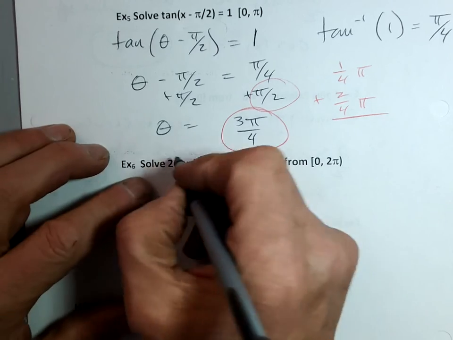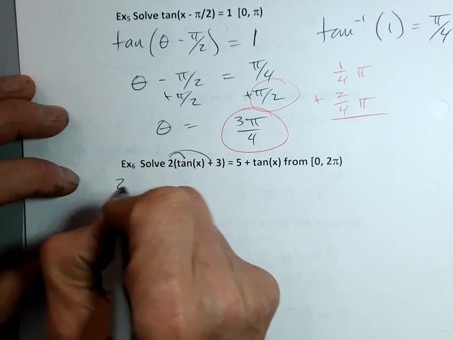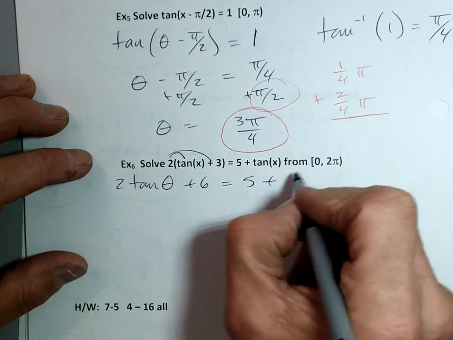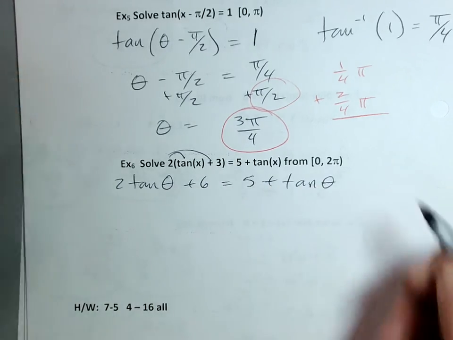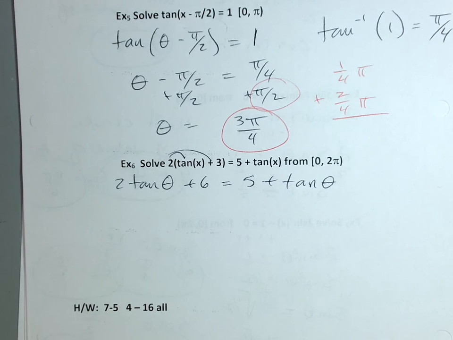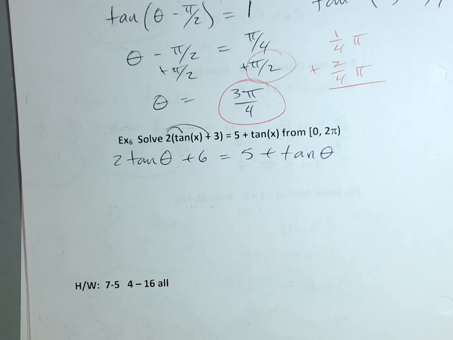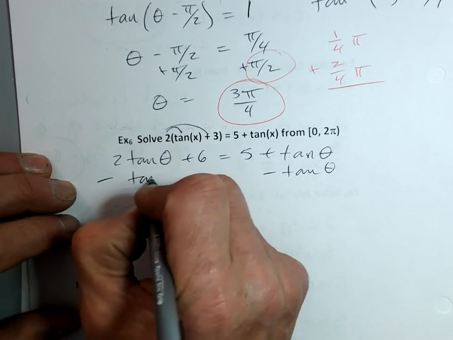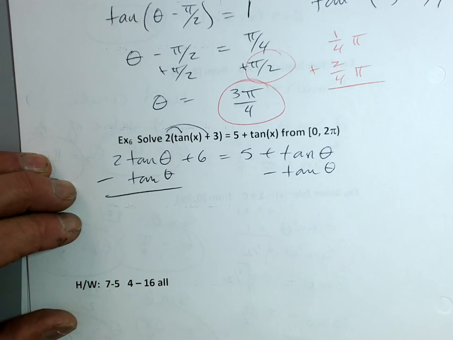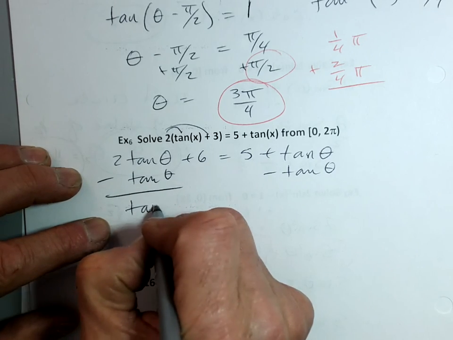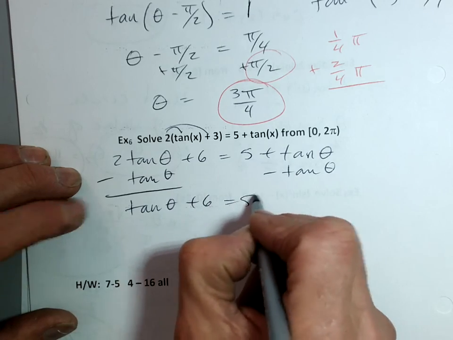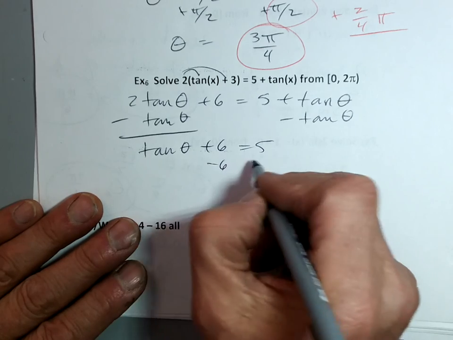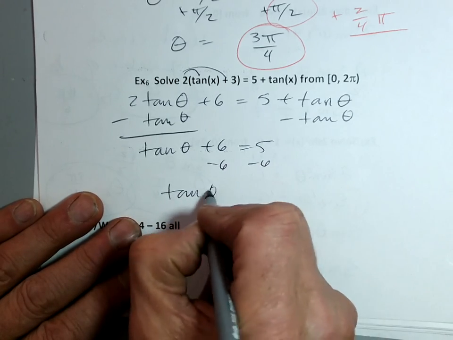So distribute. That times that, that times that. So I've got 2 tangent of theta plus 6 equals 5 plus tangent of theta, okay? Makai suggested minus a tangent of theta, minus a tangent of theta, right? Which gives me a tangent of theta plus 6 equals 5, right? Landon suggested we minus 6. I've got tangent of theta equals negative 1.